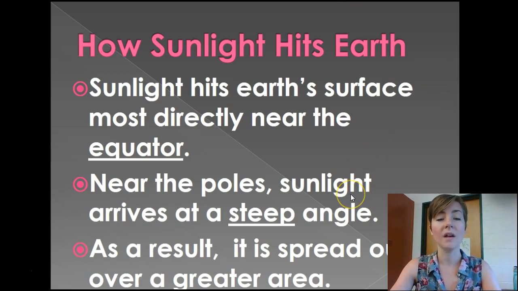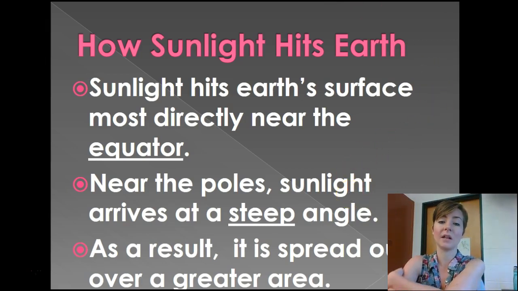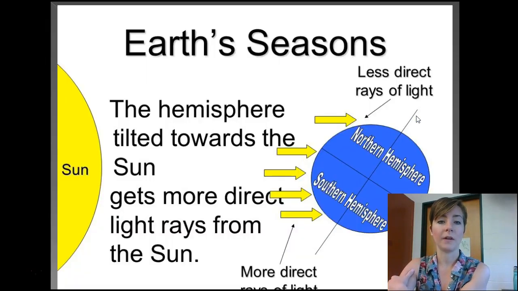And then at the poles, sunlight pretty much always arrives at a steep angle, and as a result, it's spread out over a greater area. So at the equator, we get the majority of the direct sunlight pretty much all year round. It's very, very direct most of the time. At the poles, it's almost always at a very steep angle, and as a result, it's spread out over a greater area.